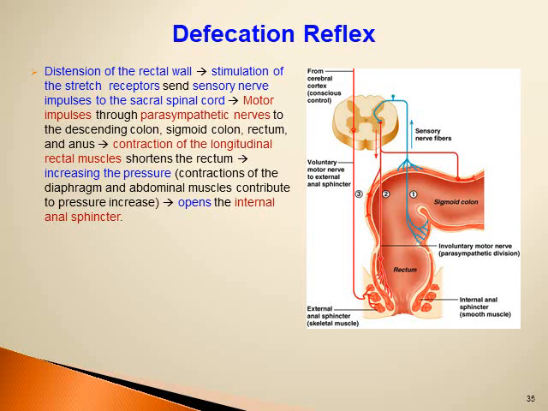There will be contraction of the longitudinal rectal muscles. This will shorten the rectum. The rectum will become shorter, so this will increase the pressure on the fecal material. Contraction of the diaphragm and abdominal muscles also will contribute to the pressure increase. This high pressure will push the fecal material against the internal anal sphincter, so the internal anal sphincter will open.